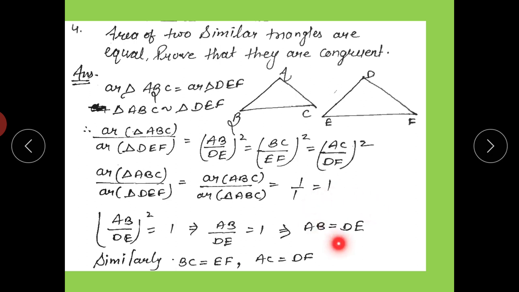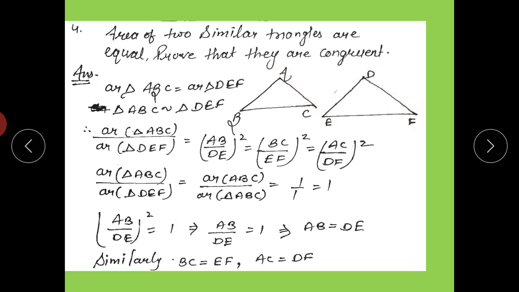Now the side AB of triangle ABC is equal to the side DE of triangle DEF. Similarly, we can prove that side BC of triangle ABC is equal to side EF and AC is equal to DF.